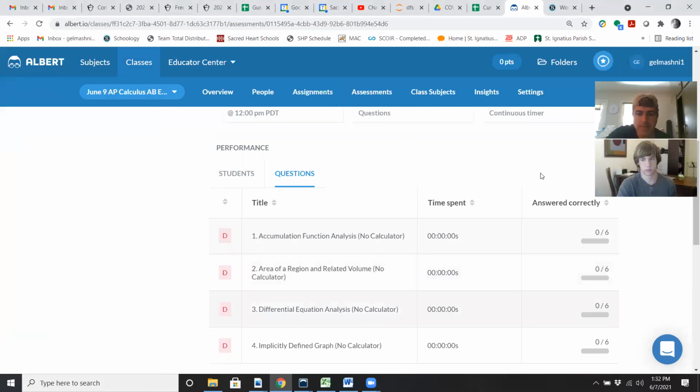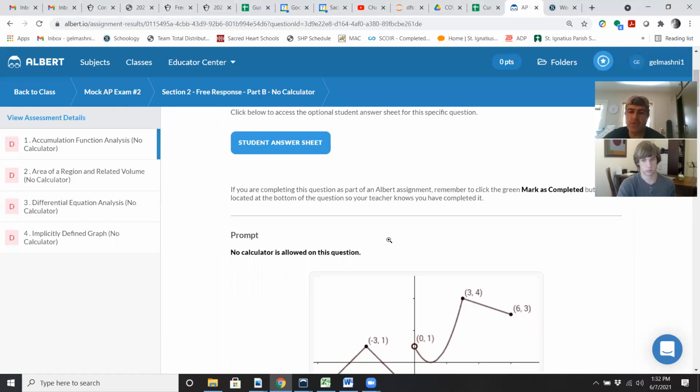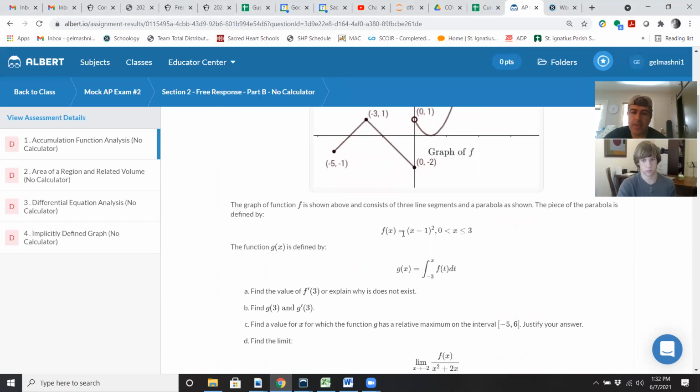Okay, let's do accumulation. Then maybe we'll do different equations after that. Okay, so this is a very traditional AP style problem.